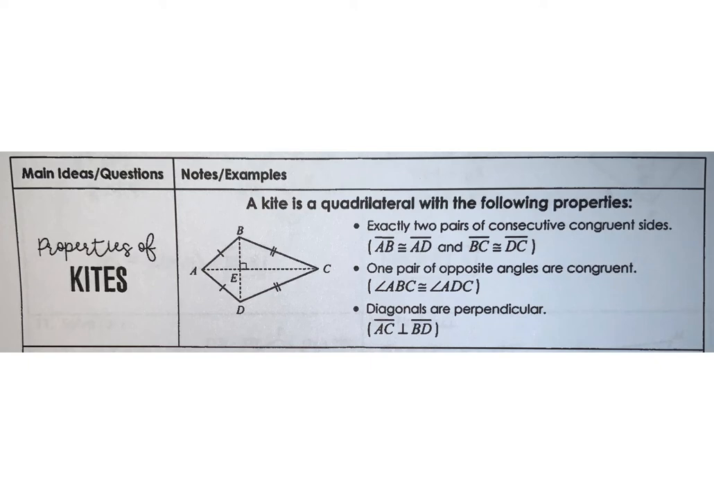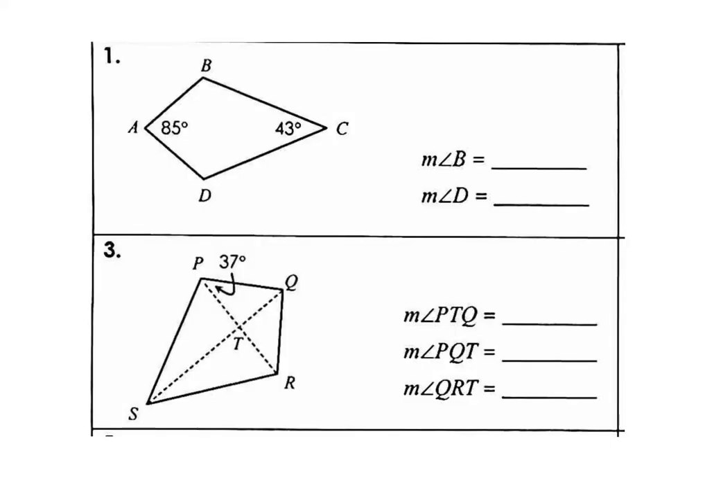Diagonals are perpendicular, okay? So the diagonal AC is perpendicular to BD, which means they meet at a right angle. So those are your properties of kites. So let's apply them here.